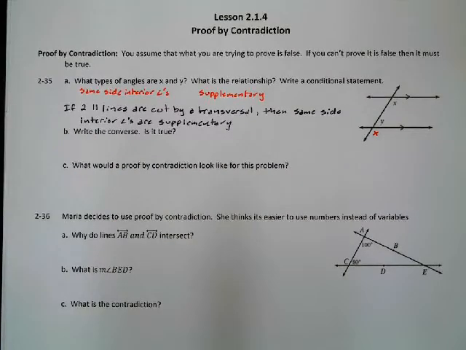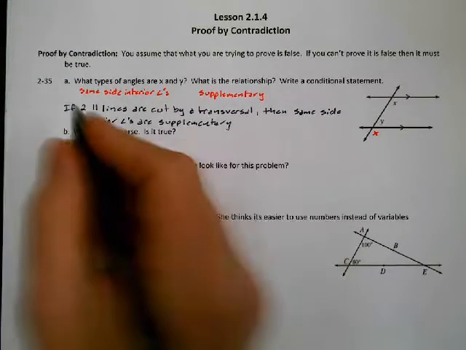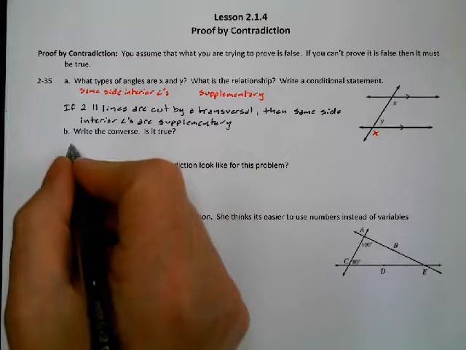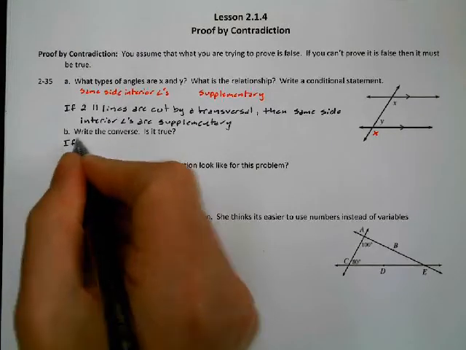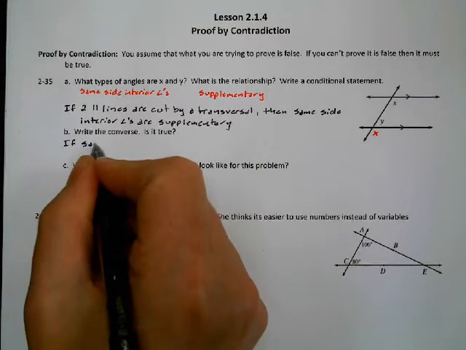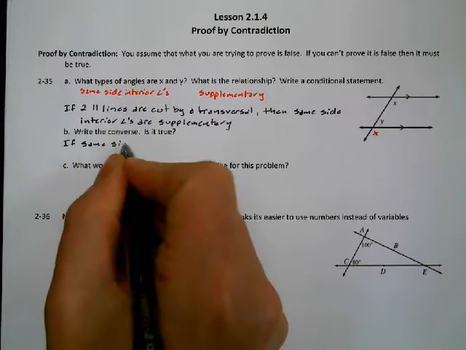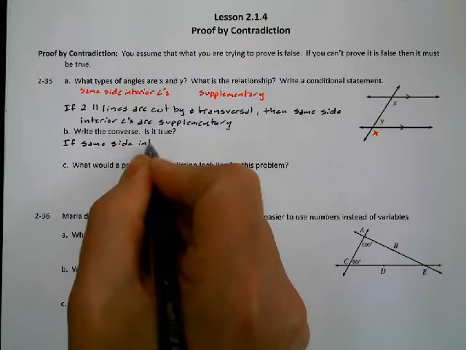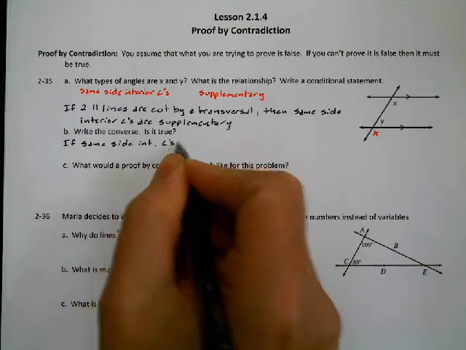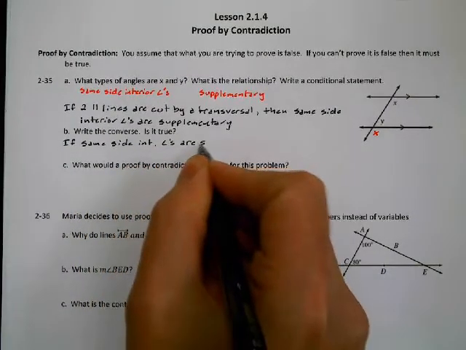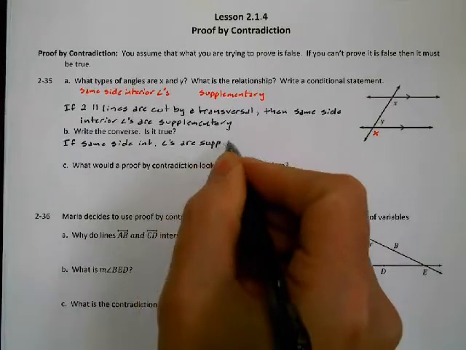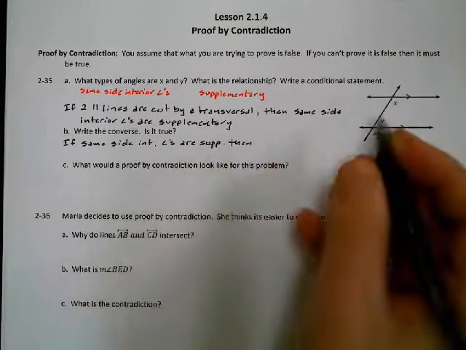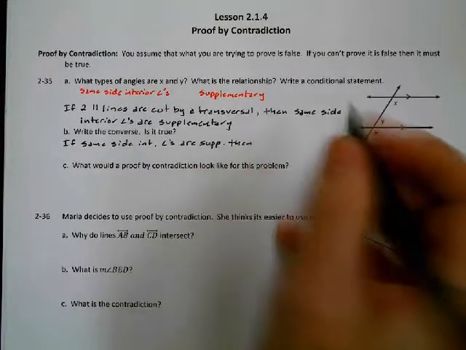So yes, the converse is going to be true, and the converse would just be: if same side interior angles are supplementary, then the lines cut by the transversal are parallel.